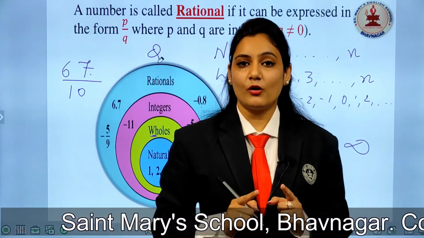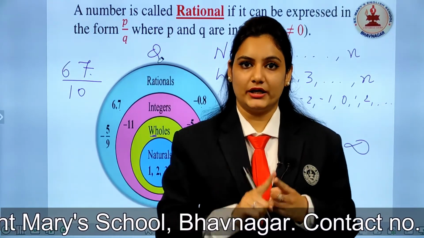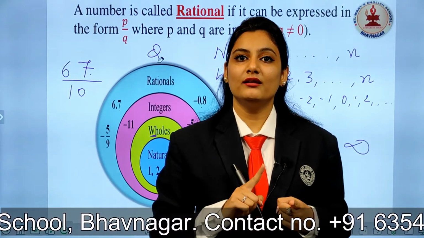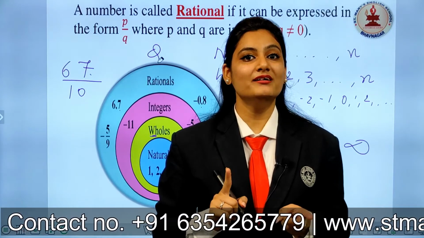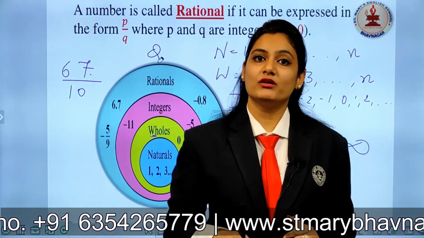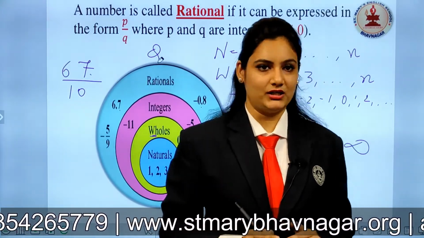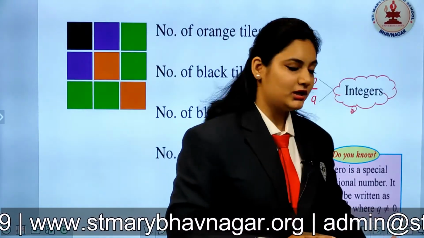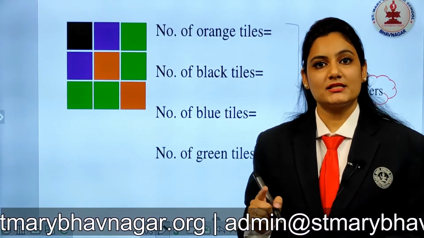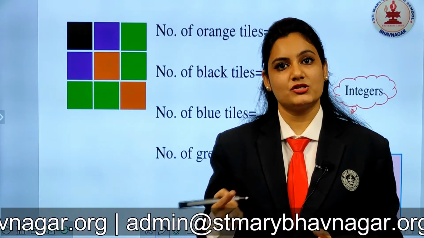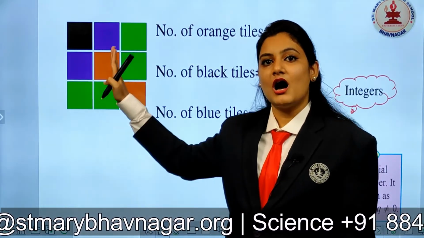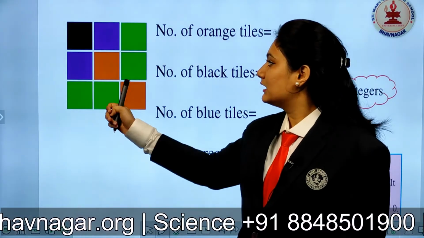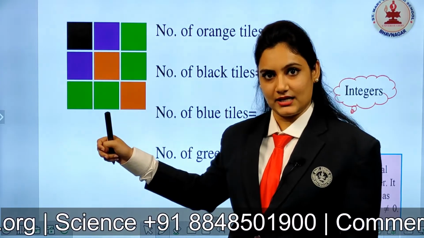Okay children, I hope you have understood the integers, then rational numbers, whole numbers and natural numbers. Now we will do one activity. In that activity you will understand more about rational numbers. See here, colorful tiles are there. How many tiles are there? Here 9 tiles are there.